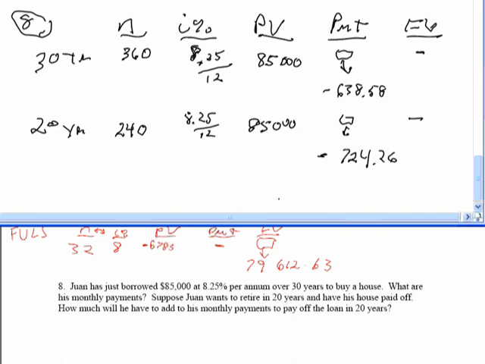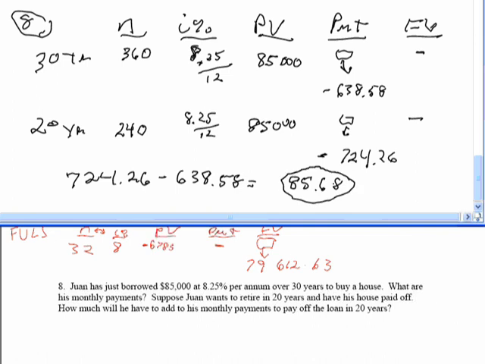But the question doesn't ask for what's the mortgage payment on a 30-year or 20-year mortgage. It says how much will you have to add to his monthly mortgage payment on his 30-year loan to pay off the loan in 20 years. Well, it's just going to be the difference between the 20-year mortgage payment of $724.26 and $638.58. And that difference is $85.68. So that's the answer to this problem.